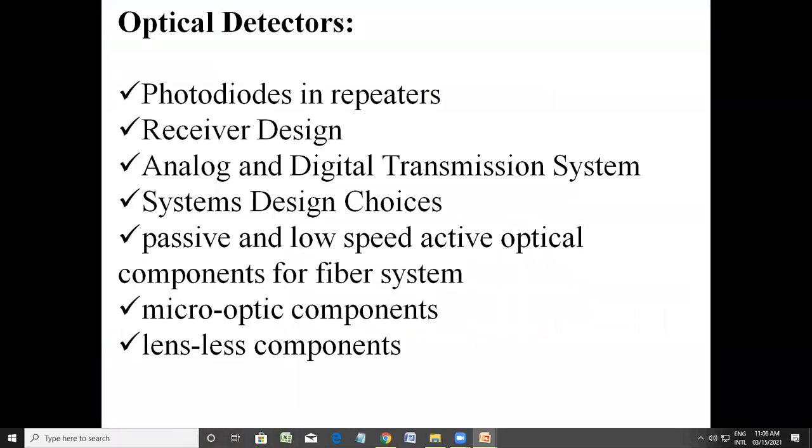Under this optical detectors part, we discuss the photodiode definition, what photodiodes are used in repeaters, what the receiver design is, what the analog and digital transmission systems are, and how to design a system, what choices we have to make at the time of designing a system, and different types of passive and active optical components, micro optic components and lensless components. These are the topics we discuss in the optical detectors part.